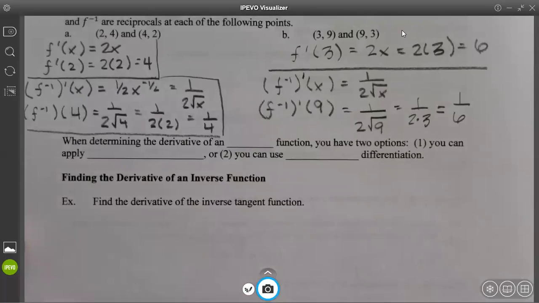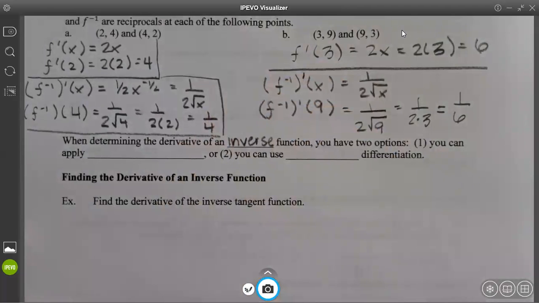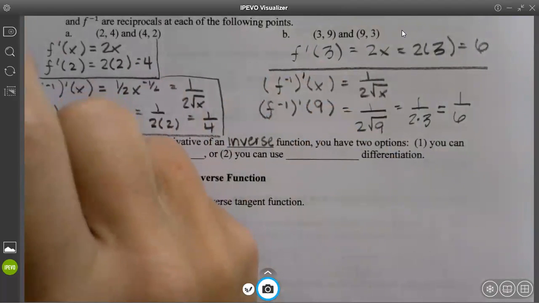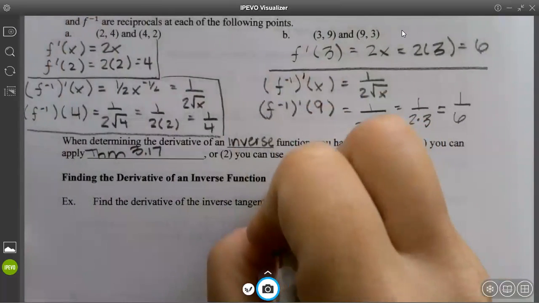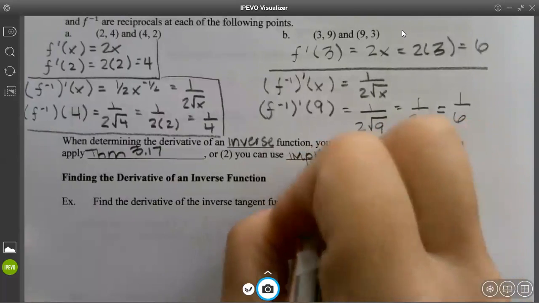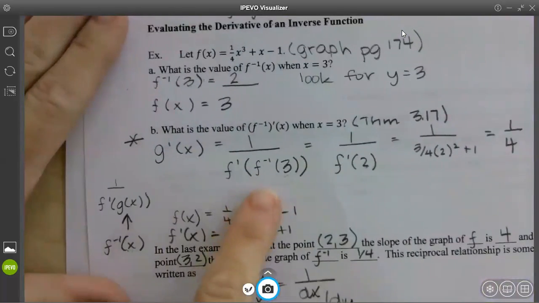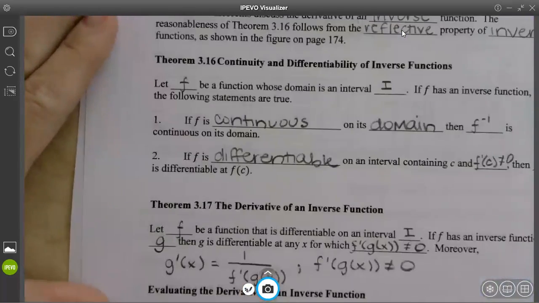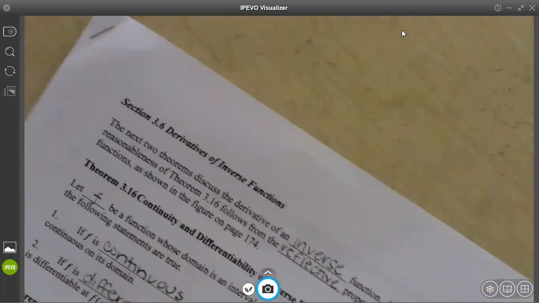When determining the derivative of an inverse function, you can have two options. One, you can apply theorem 3.17, which is what we've been doing, or you can use implicit differentiation. Remember, implicit is when you take the derivative of y, you put dy over dx. Okay, that's the only difference. That one we just did, where we did this. Got it? So all of this right here is that theorem 3.17. Got it? Okay.